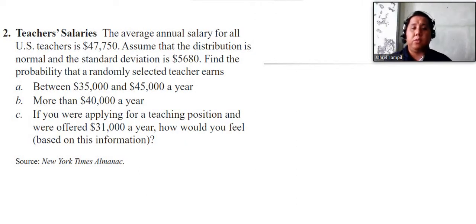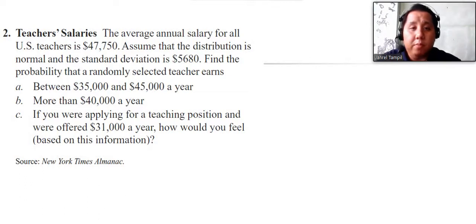In the previous video, we saw how we get a probability if we are given two data points in between: we subtract the probability of the one on the farther right and the one on the farther left. Now, let's look at what we should do if we're looking for a probability greater than a given data point.